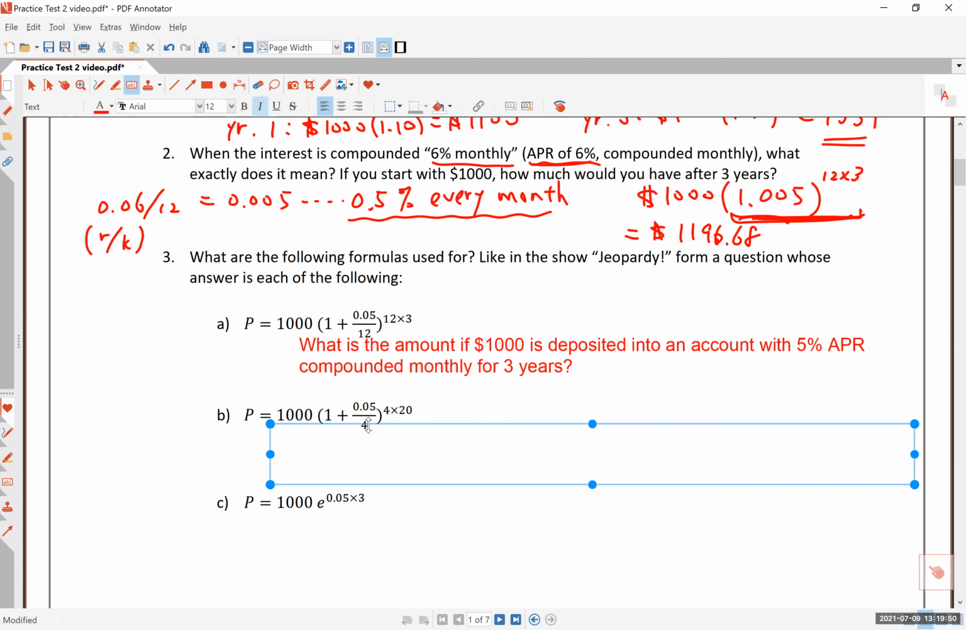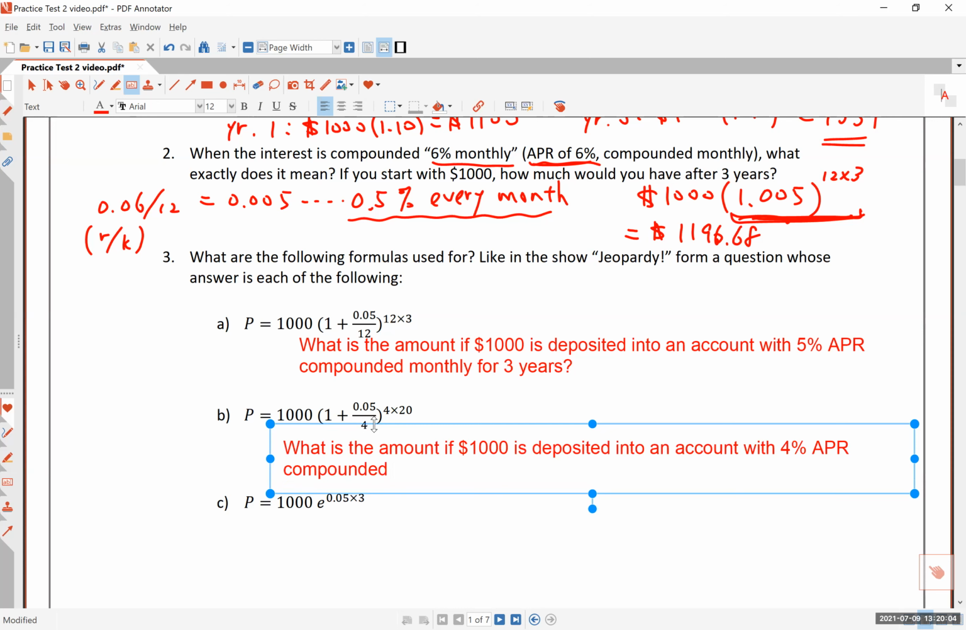Let's get rid of this italicized. Right. What is the amount if $1,000 is deposited into an account with 4% APR, compounded? This time it's divided by 4. Why? That's a giveaway. It's basically quarterly, right? 0.05 divided by 4, that's 0.0125, and that is going to give you the rate per period.